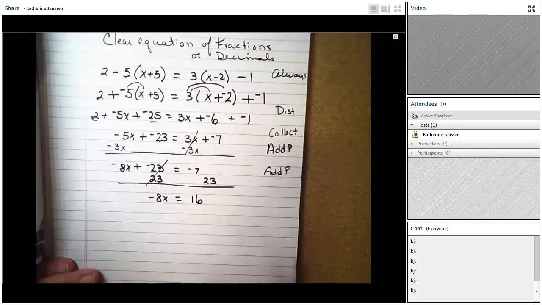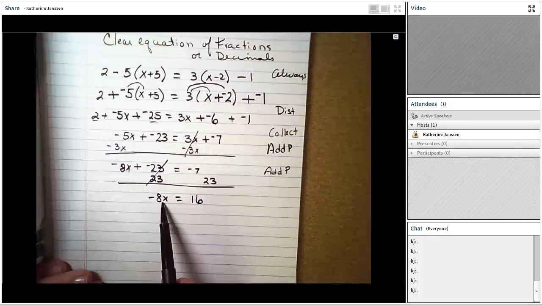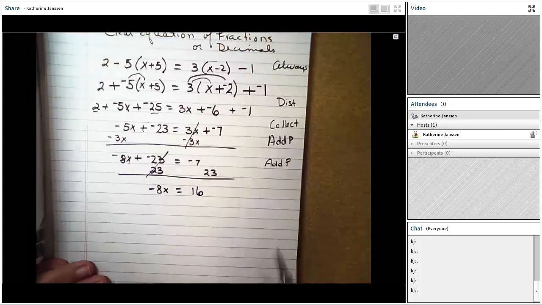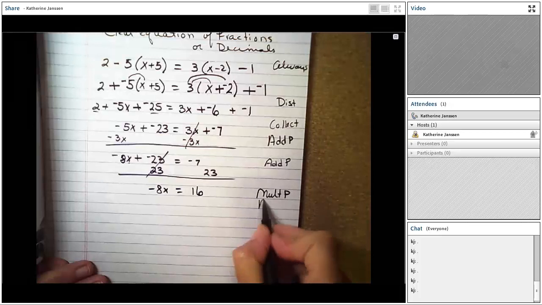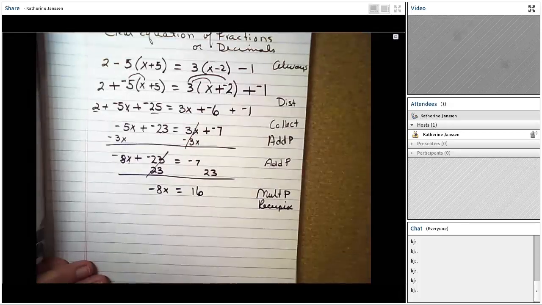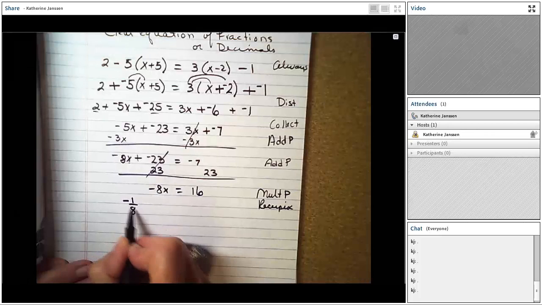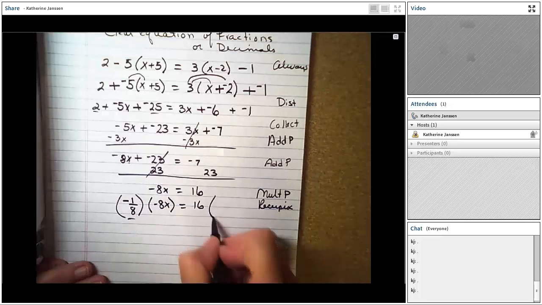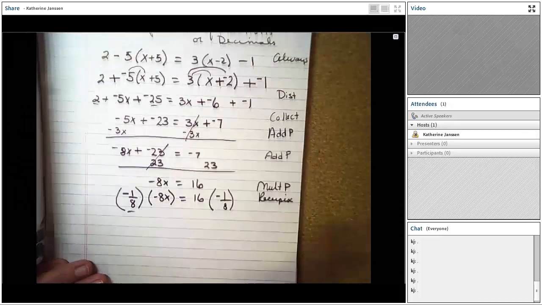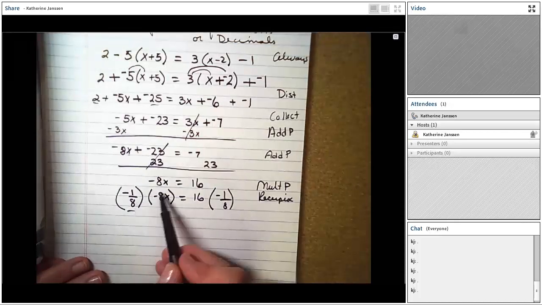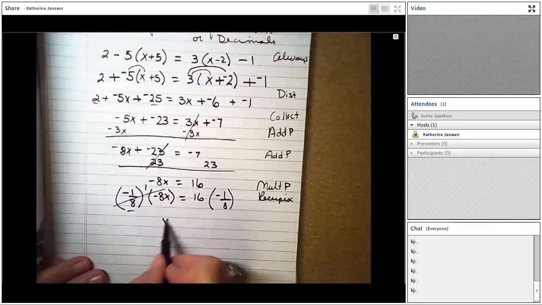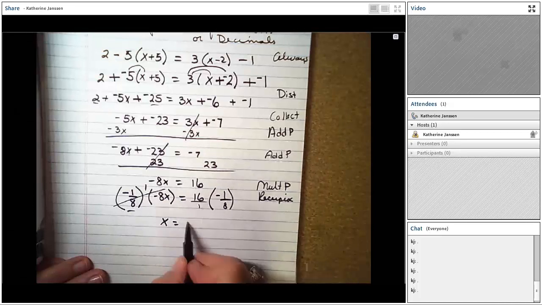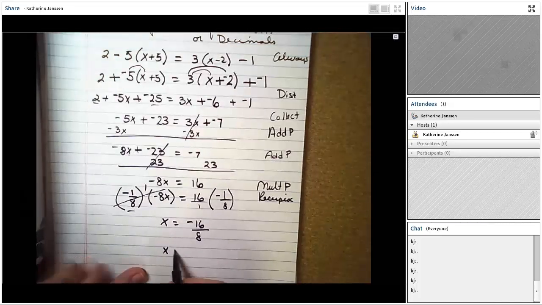Now I have my x term isolated, but I'm solving for x, not a negative 8 times x. So now I can use my multiplication principle to multiply by the reciprocal of the coefficient on the x term. The reciprocal of negative 8 is negative 1/8: flip it and keep the sign. If I multiply by a negative 1/8 on this side, I'll have to multiply by the same thing on the other side of the equation. A number times its reciprocal goes to 1. 1 times x is x equals. And tidying up this side of the equation, I have a negative 16 over 8. And simplifying, 8 goes into a negative 16, negative 2 times.